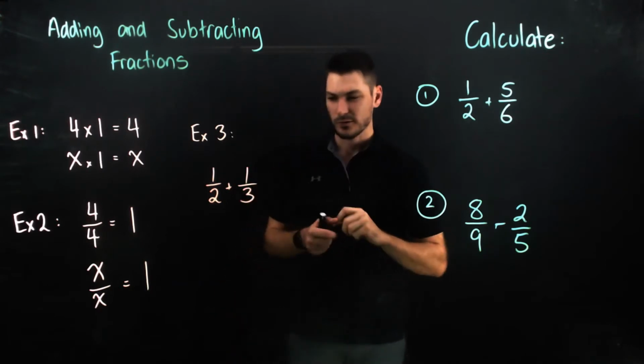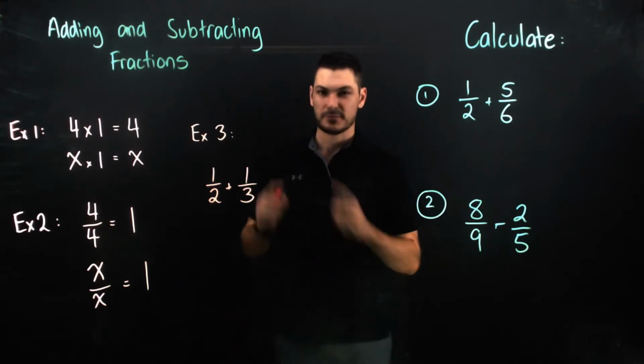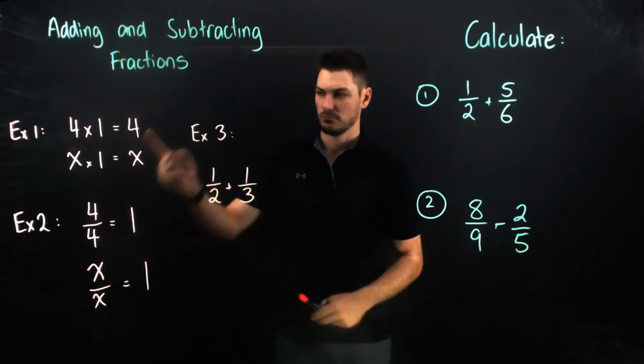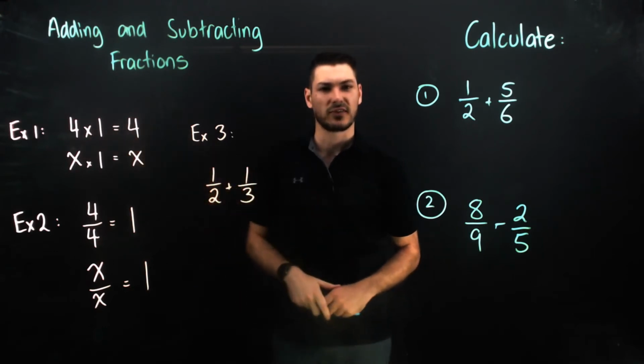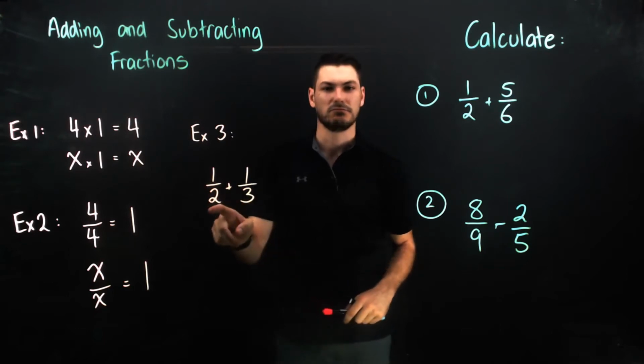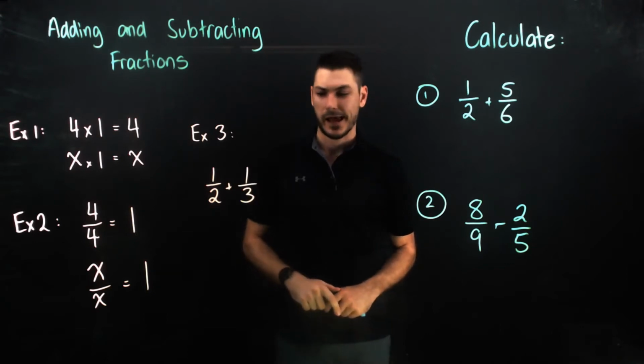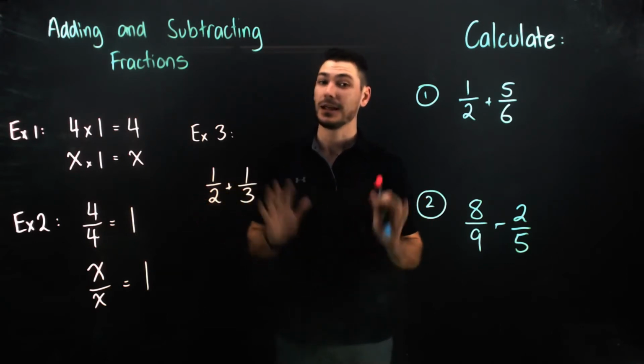Okay, and what I'm going to do here is I'm going to times both of them by 1. Remember what happens when I times something by 1? When I times something by 1, it equals itself. So if I times this by 1, it equals a half. And if I times this by 1, it equals 1/3. And so I haven't actually changed anything in the equation.